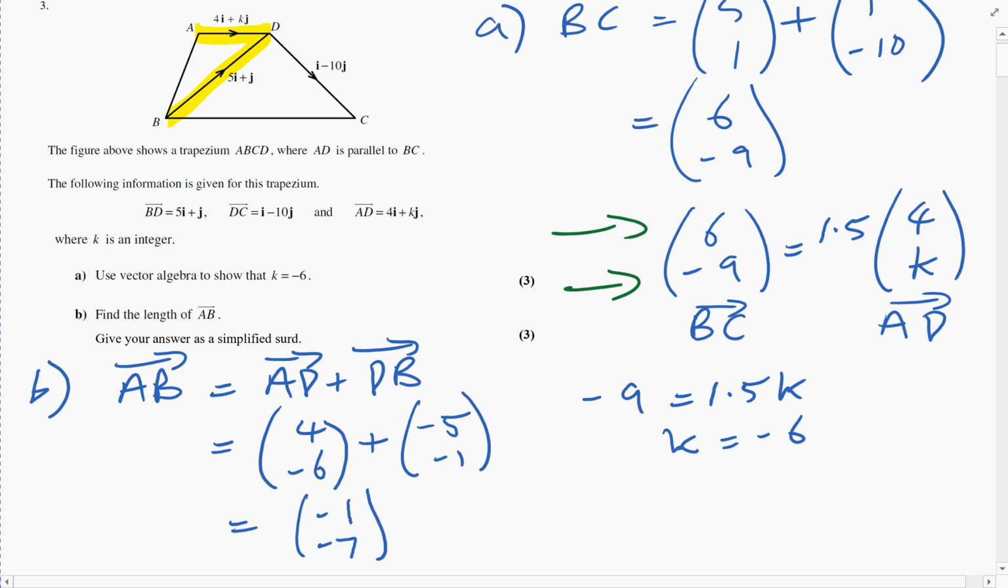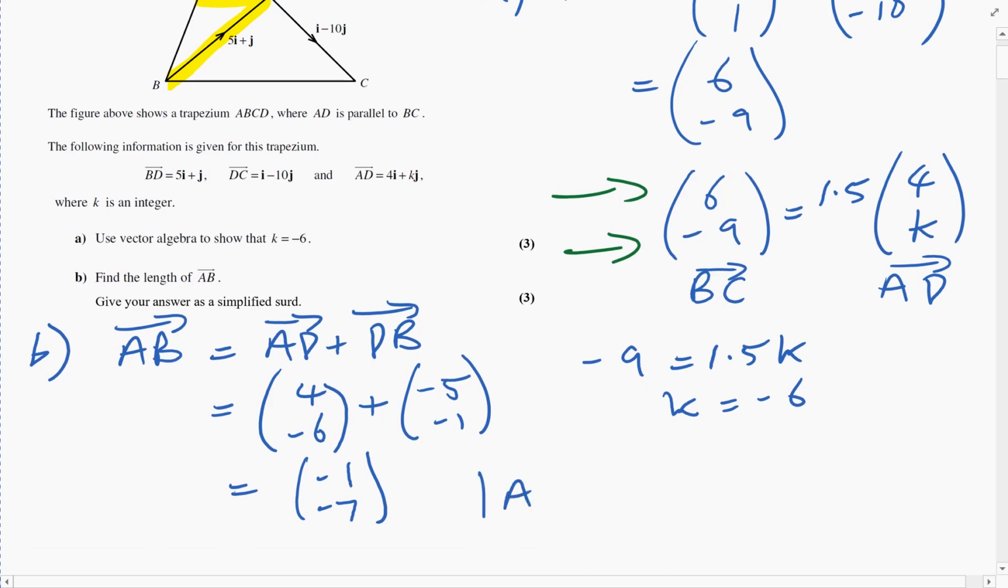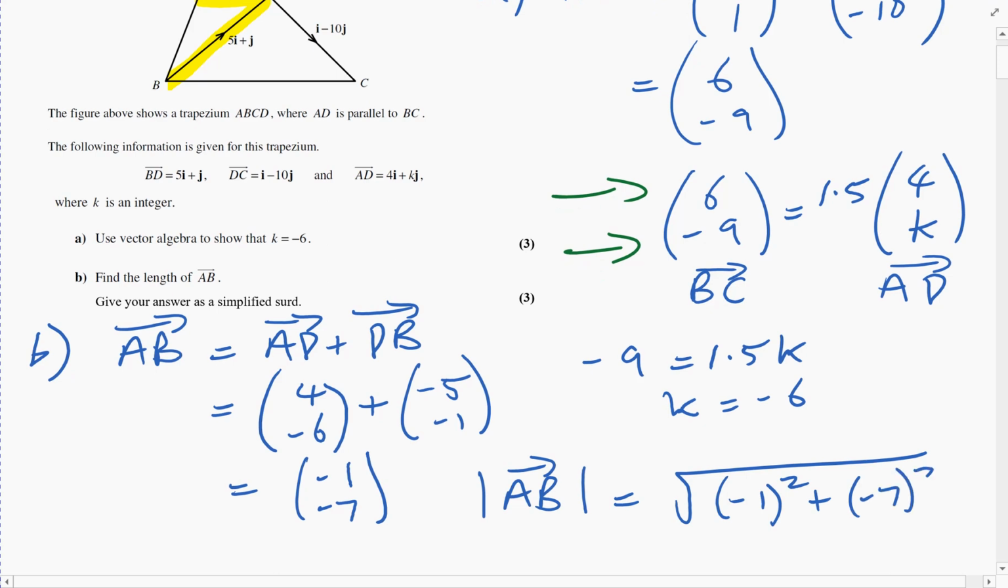And the question says find the length of AB. So the length of AB, just going to use Pythagoras. So it's the square root of (-1) squared plus (-7) squared, which is root 50, or what's that, 5 root 2? 5 root 2 as a simplified surd.